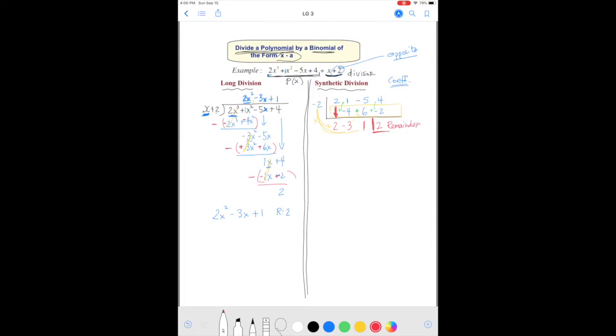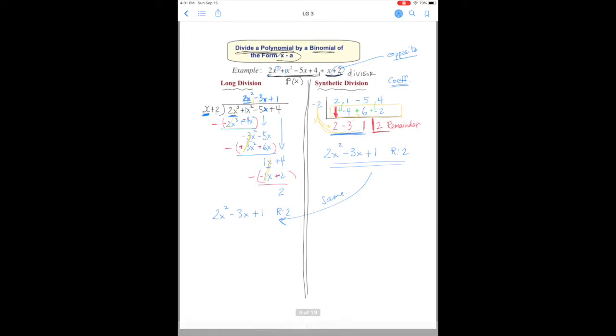Okay, just remember that's your remainder in your synthetic. Now, what we do with this stuff left here, we look at the power. It's a power of 3, so it just loses 1 power. So it becomes 2x squared minus 3x plus 1 remainder 2. So you can see they're the same. Just 2 ways you can do it.